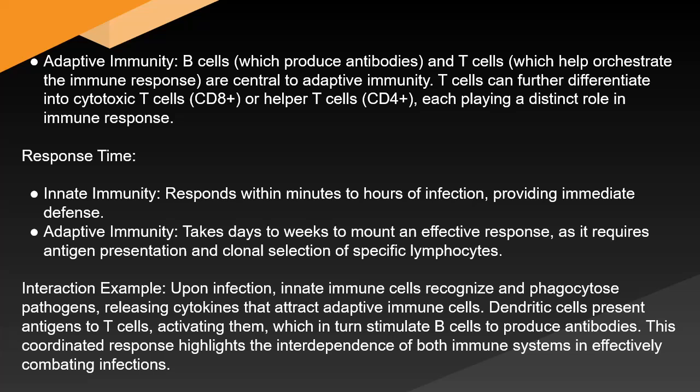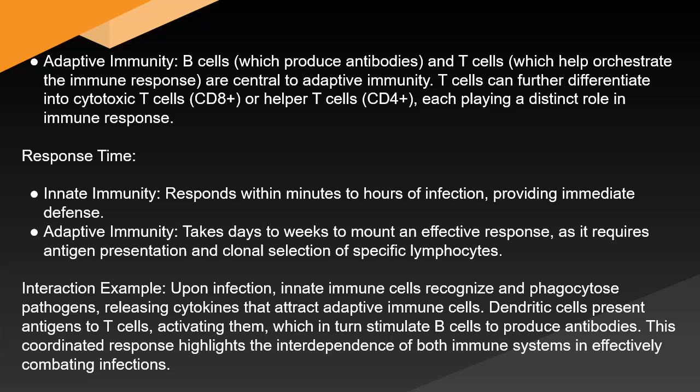Adaptive immunity: B cells, which produce antibodies, and T cells, which help orchestrate the immune response, are central to adaptive immunity. T cells can further differentiate into cytotoxic T cells, CD8, or helper T cells, CD4, each playing a distinct role in immune response. Response time.